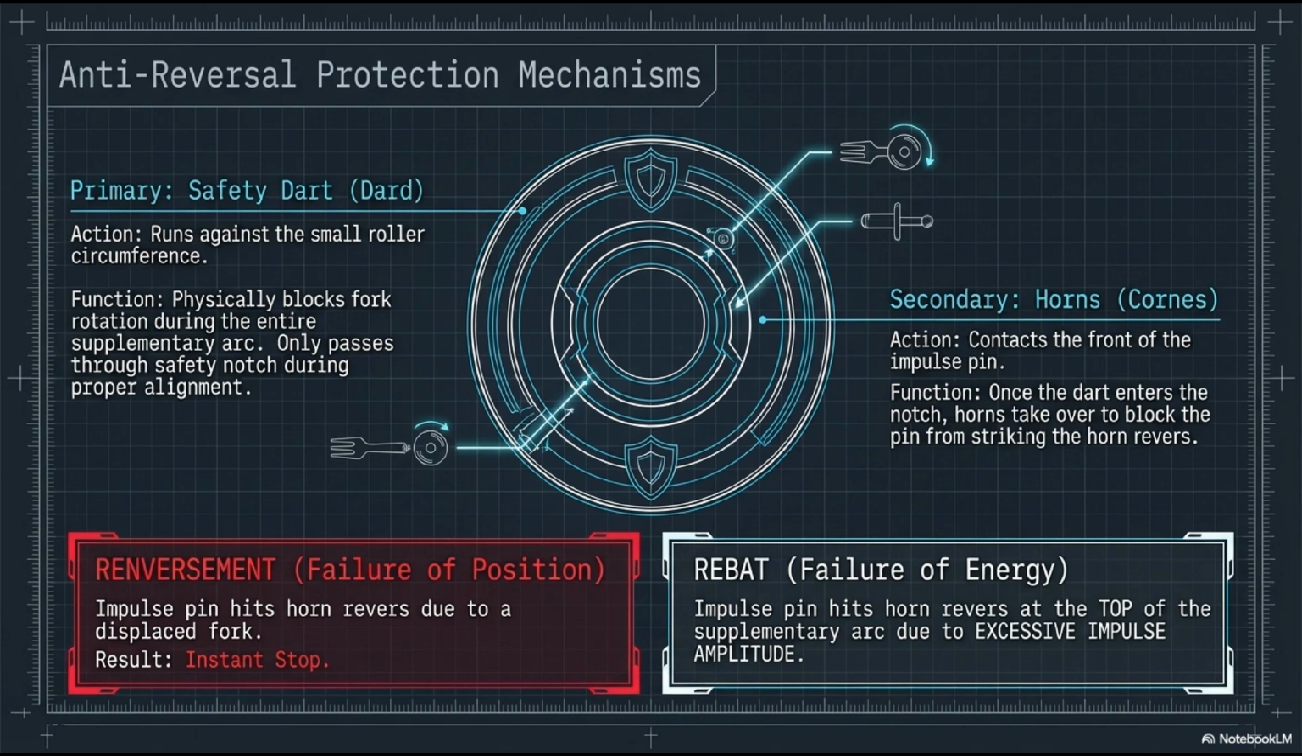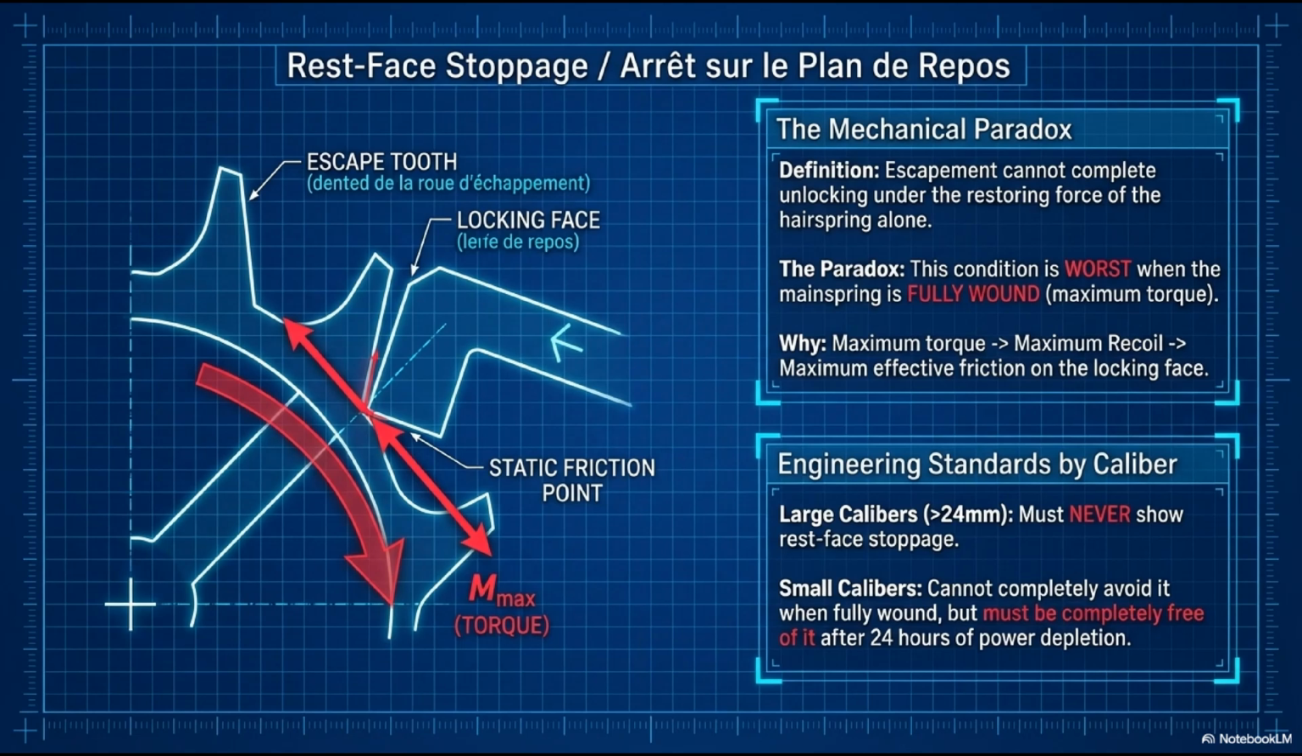Don't confuse them. Section 6.4.4 covers functional stoppages, the arrêts. 2 types, at opposite ends of the power reserve. This slide covers rest phase stoppage, arrêt sur le plan de repos. Definition: the escapement cannot complete the unlocking phase under the restoring force of the hairspring alone. A tooth is locked on the locking face. The balance is at one extreme of its swing, and the hairspring cannot push the fork hard enough to slide the tooth off the stone.